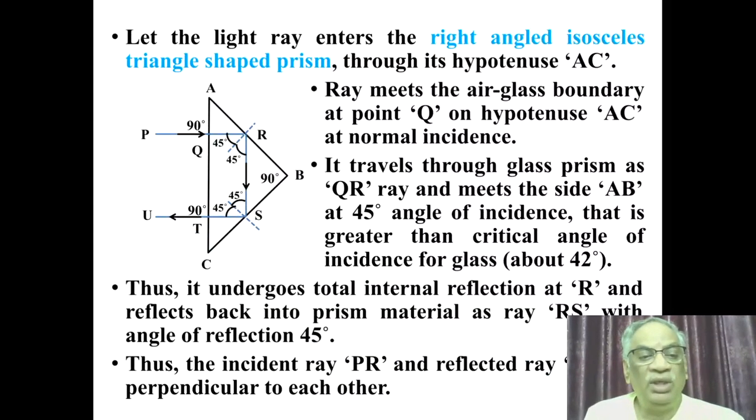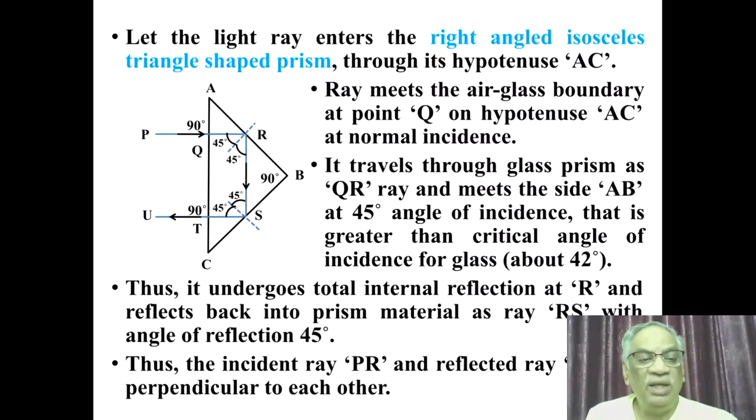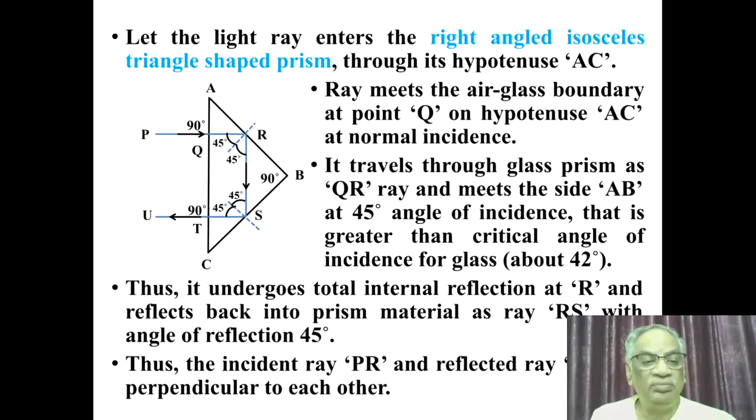The same prism, if we put in a different way as shown in this slide, such that the light ray from point P enters the prism material from the air medium as PQ and meets the air-glass boundary surface at AC. The angle of incidence is again 0, so normal incidence. So the ray PQ enters the glass medium straight and meets the glass-air boundary surface at the point R on the side AB. AB and BC are equal sides.